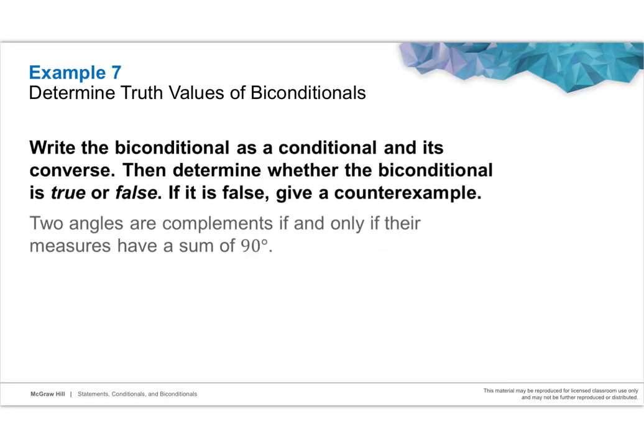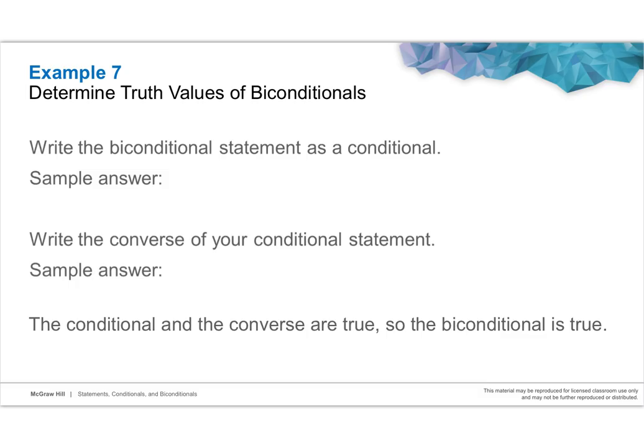Next, we're going to take a biconditional apart into its conditional and converse and determine whether the biconditional itself is true or false from those pieces. If it is false, give a counterexample. So the first here is two angles are complements if and only if their measures have a sum of 90. Remember, the statement on either side of if and only if become your hypothesis and conclusion. So we'll start off with the conditional statement from the biconditional. And so one way to do that, notice it says sample answer here. You could start either direction. We'll start with the same order it's stated.